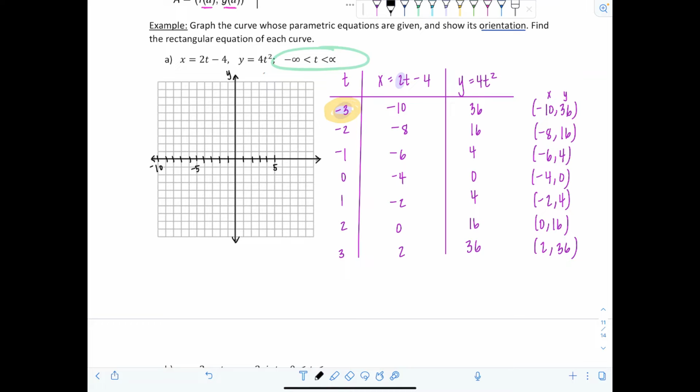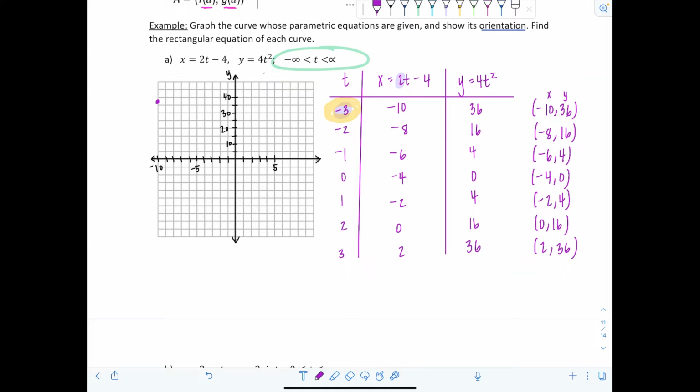And then the y values, ooh, we have to go all the way up to 36. So let's just count by 5s on the y-axis. So this will be 10, 20, 30, 40. All right? All right, so let's start plotting the points. We have -10, 36, so that will be right around here.